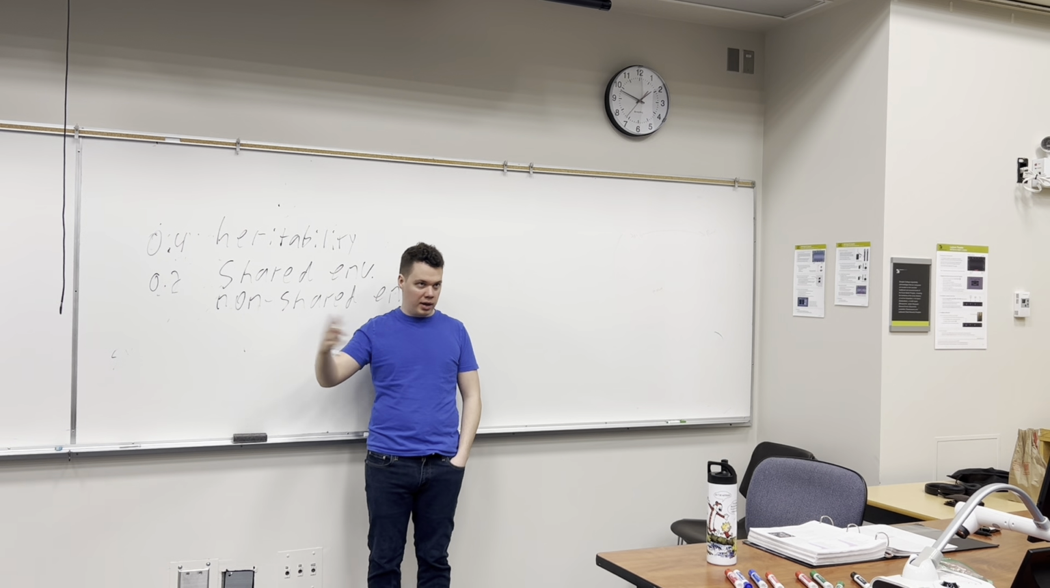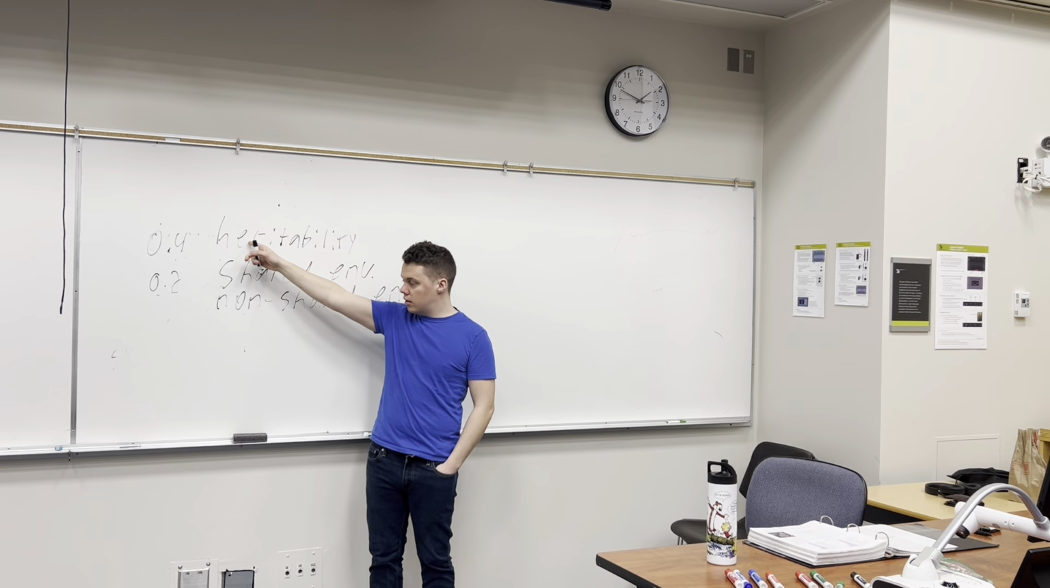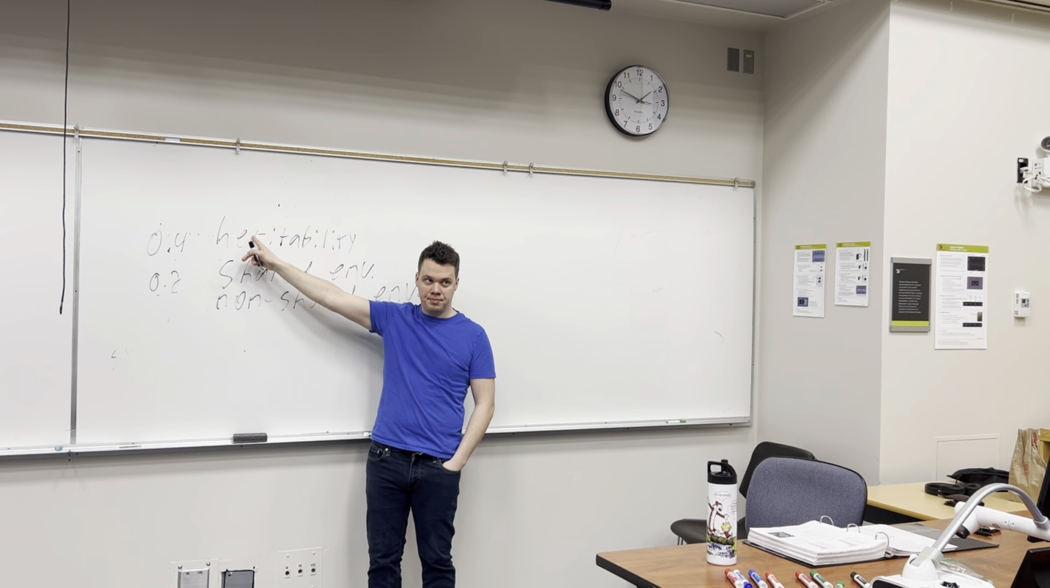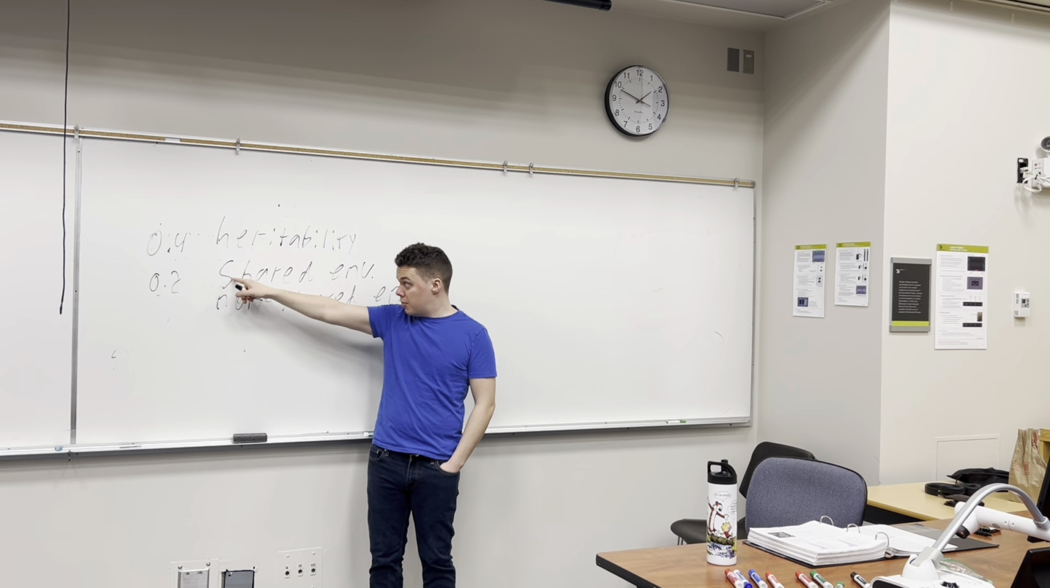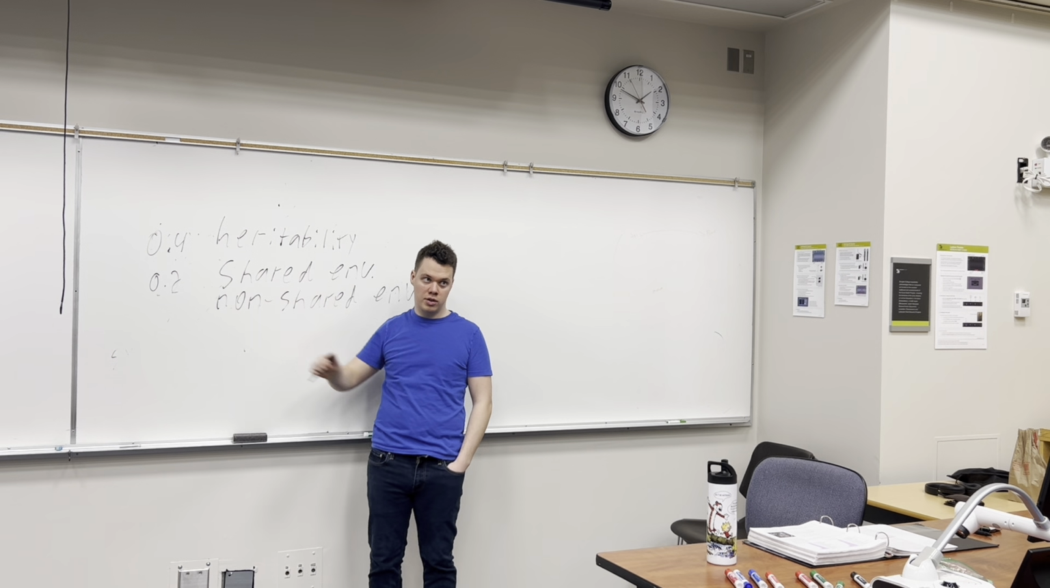It's really broad. It can include anything that's not shared by siblings. So the 3 laws of behavior genetics are that everything is heritable. Typically the effect of the shared environment is small, and typically the effect of the non-shared environment is large.